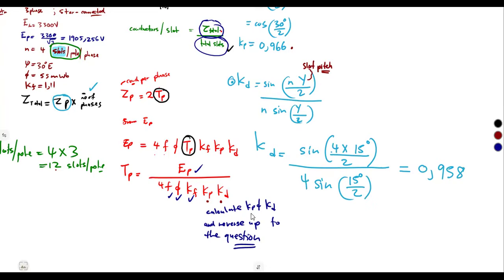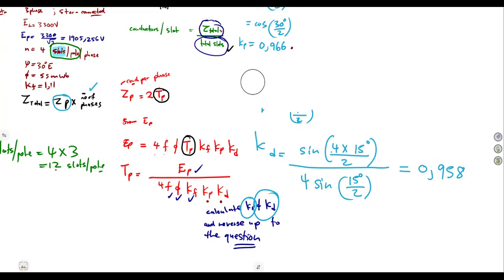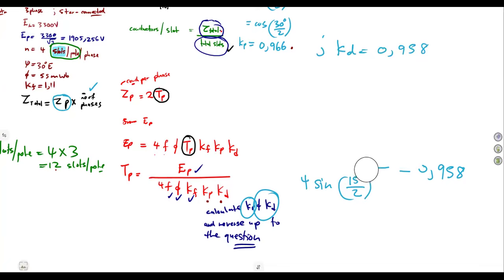Like I said, we need to calculate KP, our pitch factor, and the distribution factor, and reverse up to the question. So how are we going to reverse, with these values that we just calculated? Let me erase some of this, guys, you must forgive me, so that we can complete this class. We are now reversing. We needed this to calculate TP.